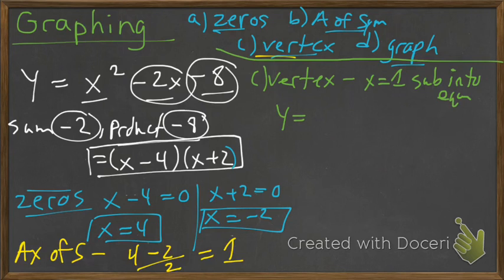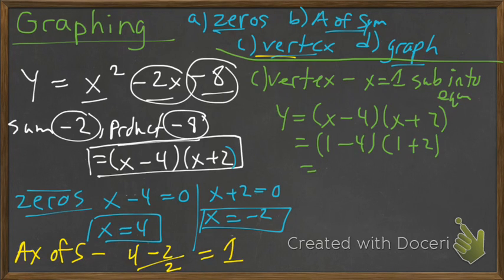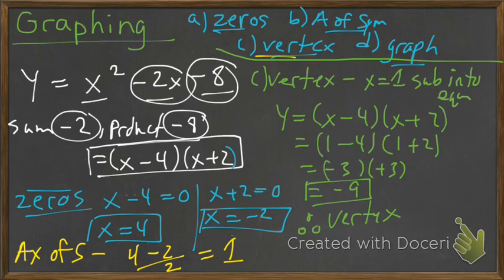So if we use y is equal to x squared minus 2x minus 8, actually, let's sub it into the equation we just found, which is x minus 4, x plus 2. I want to do that because we just used it, so it makes a bit more sense. Equals 1 minus 4 multiplied by 1 plus 2. It's going to be negative 3 multiplied by positive 3. Should be negative 9. Therefore, vertex equals 1 comma negative 9.